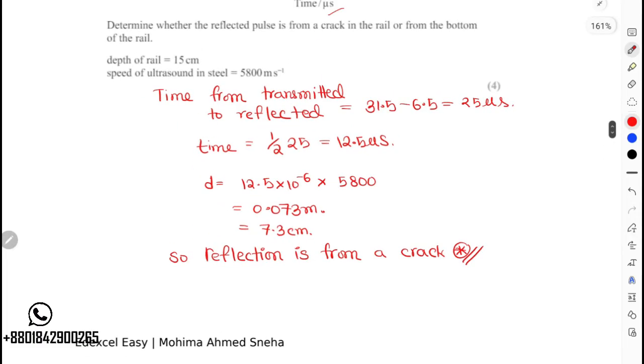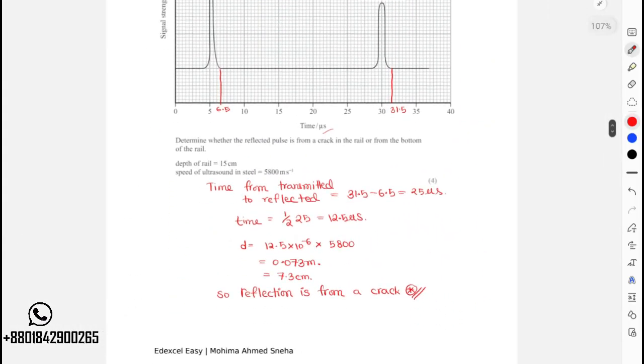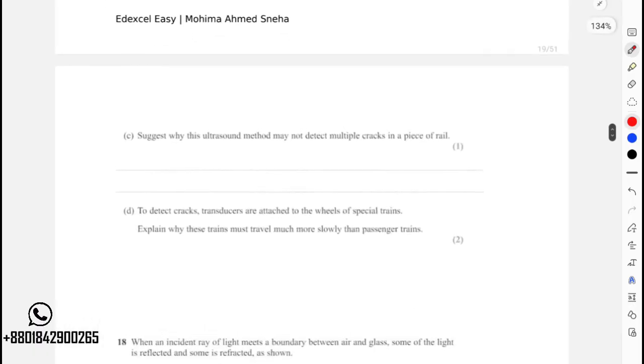Okay, then after this, was that all for the working? Then we'll move on. Suggest why this ultrasound method may not detect multiple cracks in a piece of rail. If there are multiple cracks, most of the ultrasound will be reflected by the first crack, and not entirely of it will reach the second crack or cracks beneath that, right? So cracks in deeper sections cannot be detected using ultrasound. So we can write: most of the ultrasound will be reflected by the first crack.